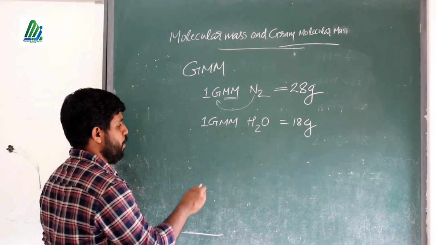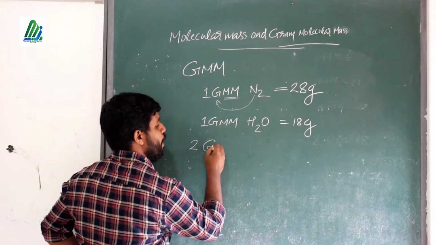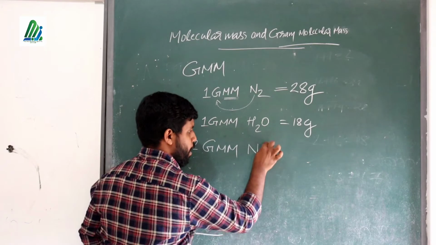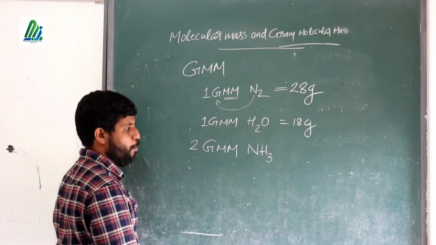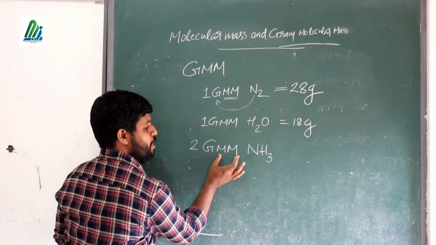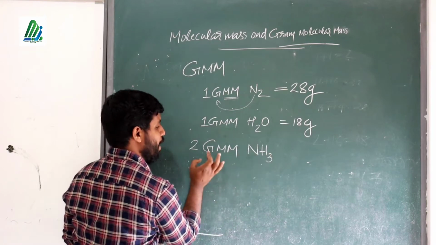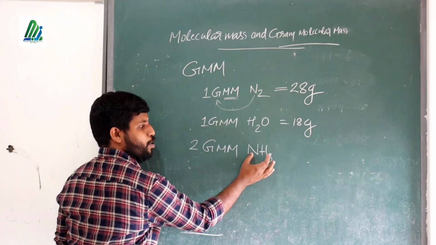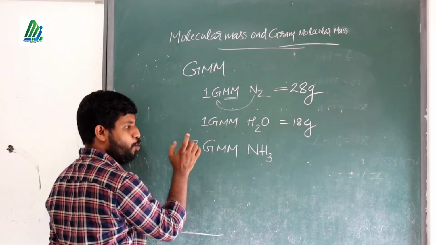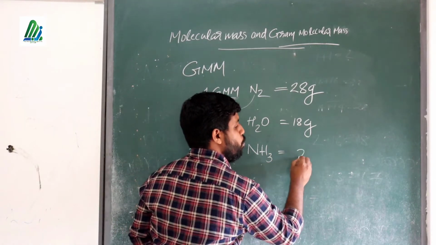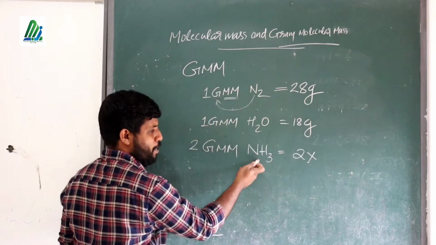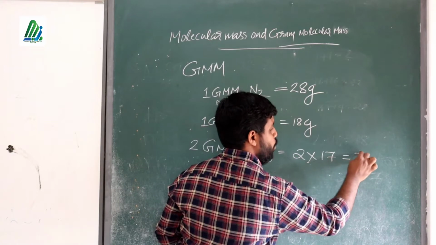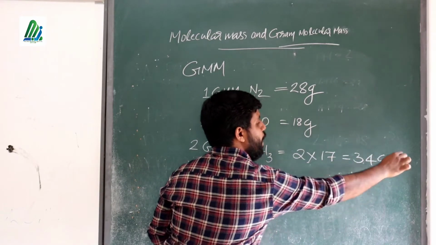So one more question. If it is 2 gram molecular mass, 2 GMM NH3, 2 gram molecular mass ammonia, what do you want to understand? Express the molecular mass of ammonia in gram, 2 times. So how do you write it? 2 into the molecular mass of ammonia, 14 plus 3, 17. So 2 into 17 is equal to 34 gram.